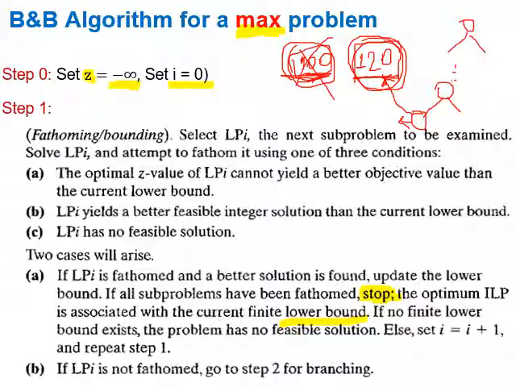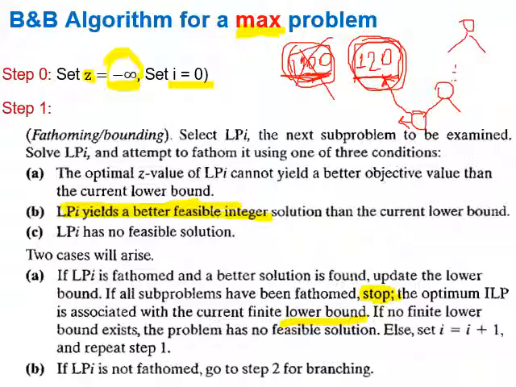Initially we start with minus infinity. Then whenever we find an integer solution in this part, if it is better than the previous one, we update it. And then when we stop the algorithm, the optimum solution will be the lower bound in your hand. But if no finite lower bound exists, I mean when you stop the algorithm and your lower bound is still minus infinity, it means that this problem has no integer feasible solution. This problem that you try to solve is infeasible.